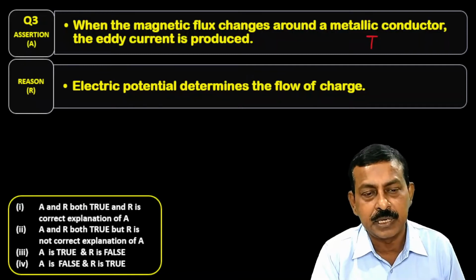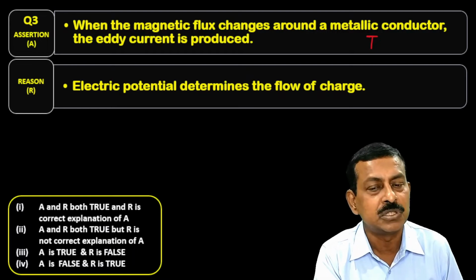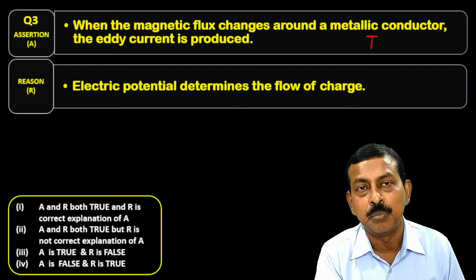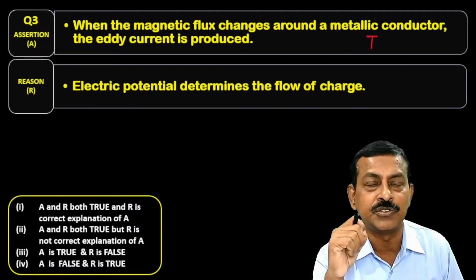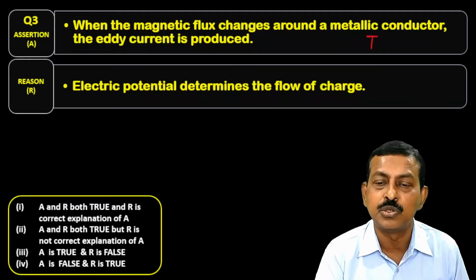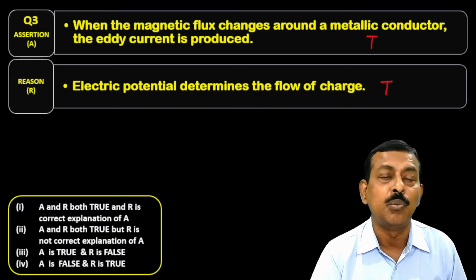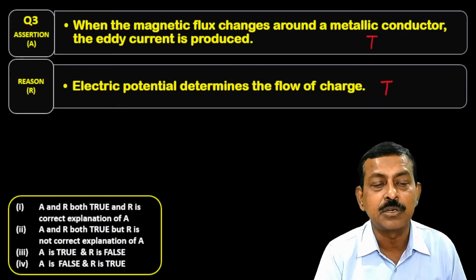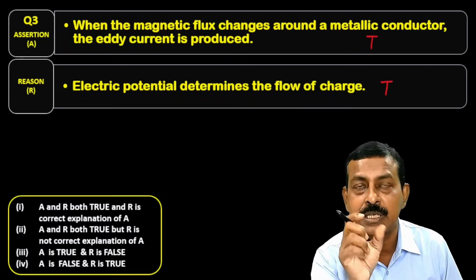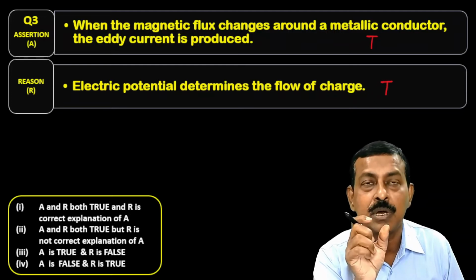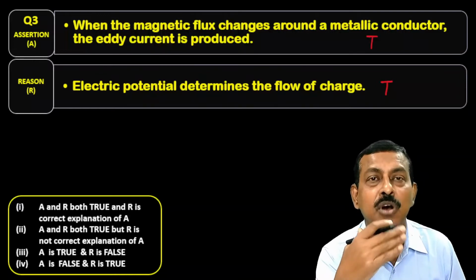And the reason is given that the electric potential determines the flow of the charge. This is the correct statement, because the flow of the charge will always be from a point of high potential to a point of low potential. So this is also true. But now let's see, if the assertion and reason both are true, whether the first option is correct or the second one. For that, we take the assertion and reason and use the word 'because' between them, and we just check whether it makes sense or not.